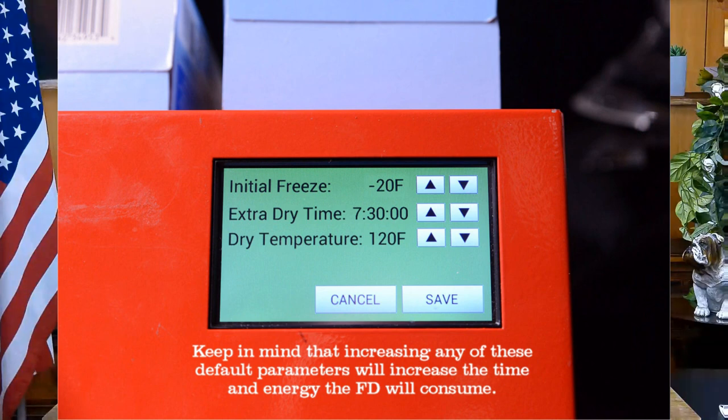I leave the extra dry time at 7 hours and 30 minutes. You can lessen that if you want. But I usually leave it there because I will actually cancel the cycle once I see that temperature remains at 115 to 120 degrees for a couple of hours. I know that it's in final dry, and I will actually cancel the cycle and check it. And a lot of times I'll find that I just have a little water vapor in the middle of the food. That's when it goes to the freezer or the dehydrator. But for the machine parameters, I will leave the extra dry time at 7 hours and 30 minutes, and the dry temperature I will leave at 120 degrees Fahrenheit, because that is the most efficiency. And then I'll hit the save button.